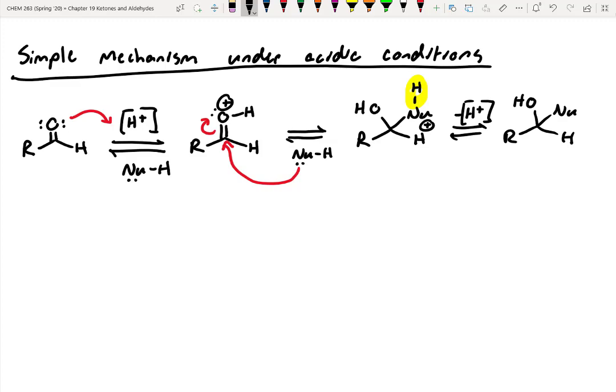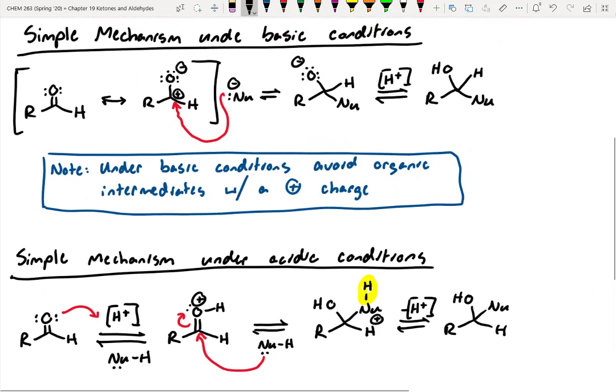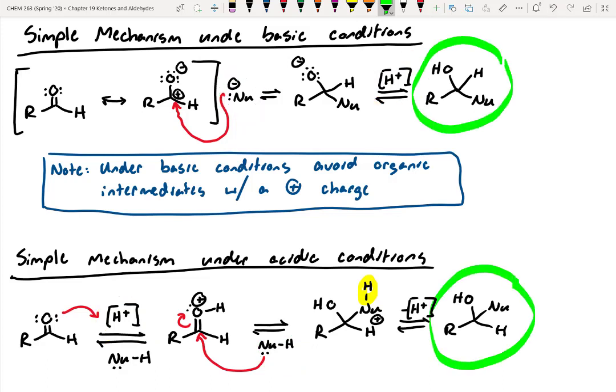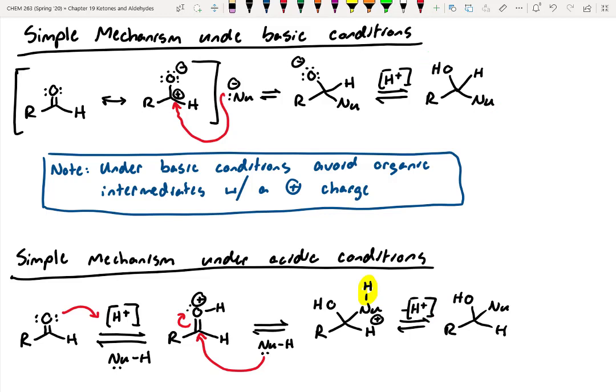All right, so if we go and compare the two, right? Under the basic conditions, you can see that the protonation step happened last, where in the acidic conditions, it happened first. So that's one main difference. The other difference is our nucleophile under the basic conditions normally has a negative charge, and under acidic conditions, it's normally a neutral compound. So really there's subtle variations, but in either case, it gives you this exact same product. So it is important to know which mechanism you should draw whenever you're doing this on paper.